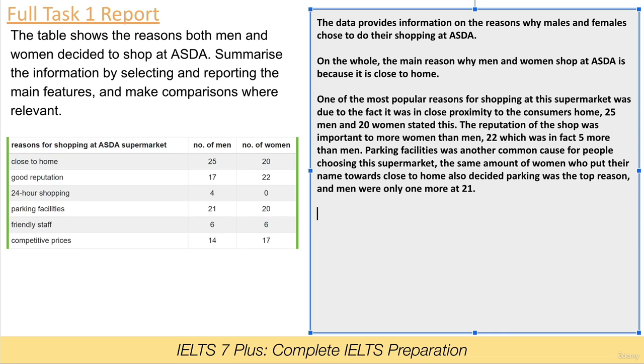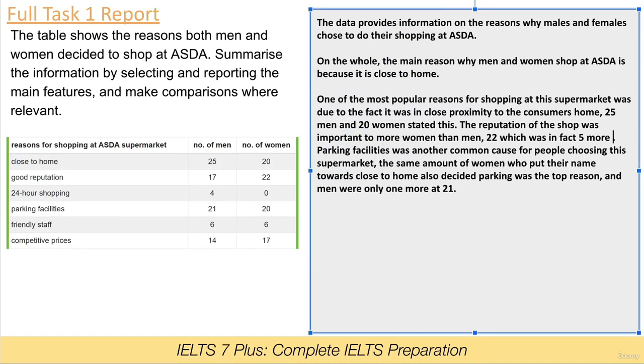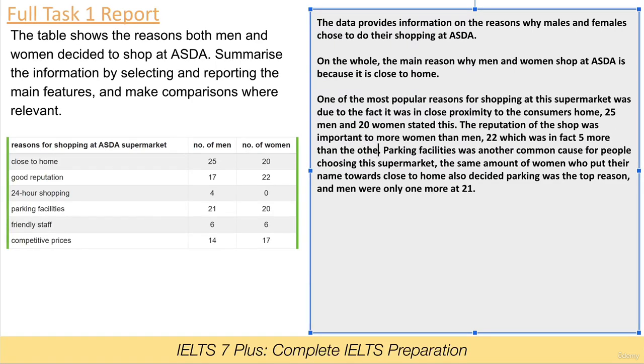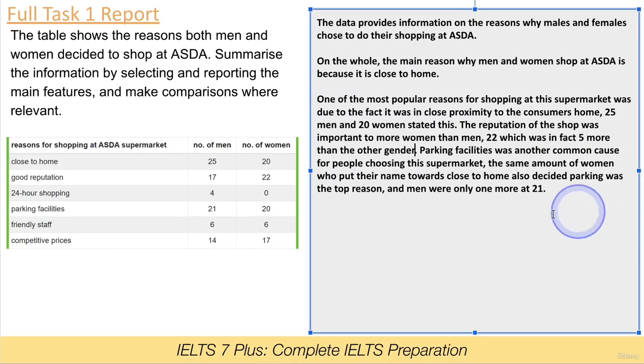The reputation of the shop was important to more women than men, 22, which was in fact 5 more than the other gender, we could say. Parking facilities was another common cause for people choosing this.